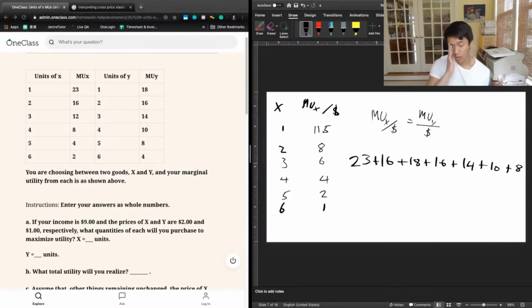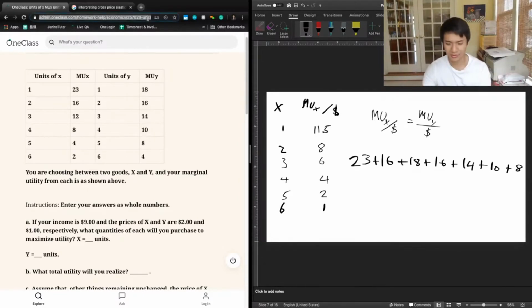And so these are the 7 units we purchased total, right? The first 2 are our units of X, 23 and 16 for our marginal utility, and the last 5 are 5 units of Y. And added all together, we get our total utility. So what is the correct answer here? So 23 plus 16 is going to be 39 plus 18, 57. Why don't we just type this in? I'm not going to try to do this all in my head.